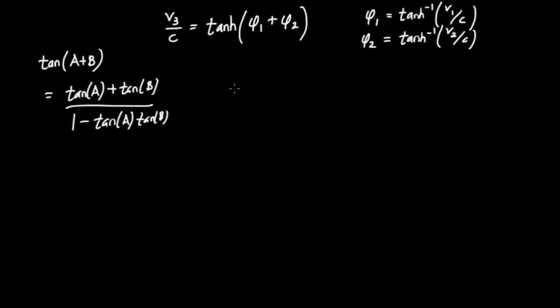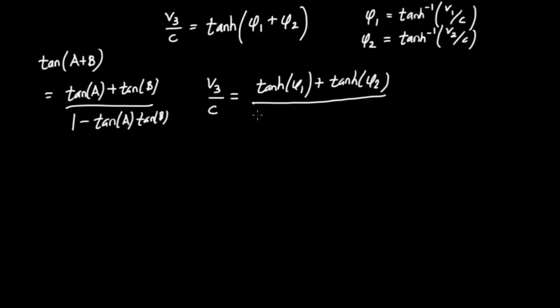So I'm going to break this thing up. I'm going to write the left-hand side, v3 over c is equal to tanh of phi1 plus tanh of phi2 as a numerator. And the denominator is going to be 1 plus, that's the sign difference I mentioned, 1 plus the product, tanh phi1 times tanh phi2.